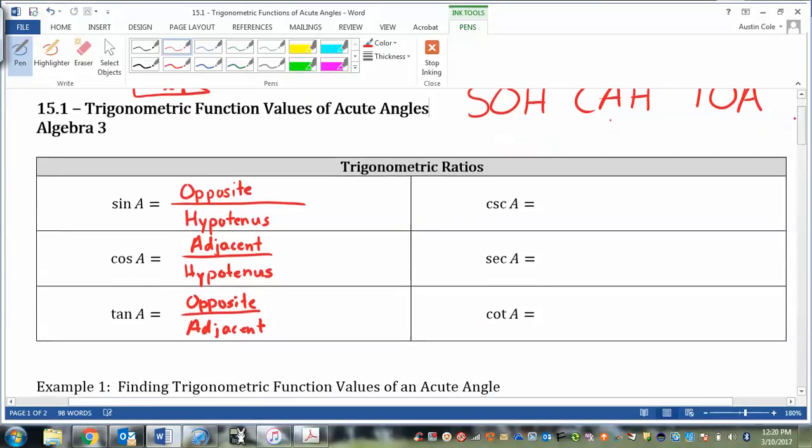Now, ones that we don't see so much of are cosecant, secant, and cotangent. Let me get to the right page here in my book. Cosecant is just the opposite of sine. So the cosecant is going to be the hypotenuse over the opposite.